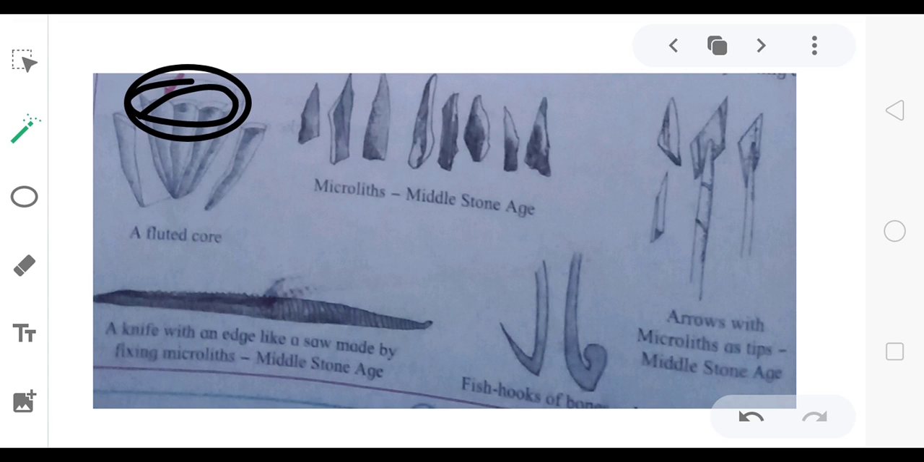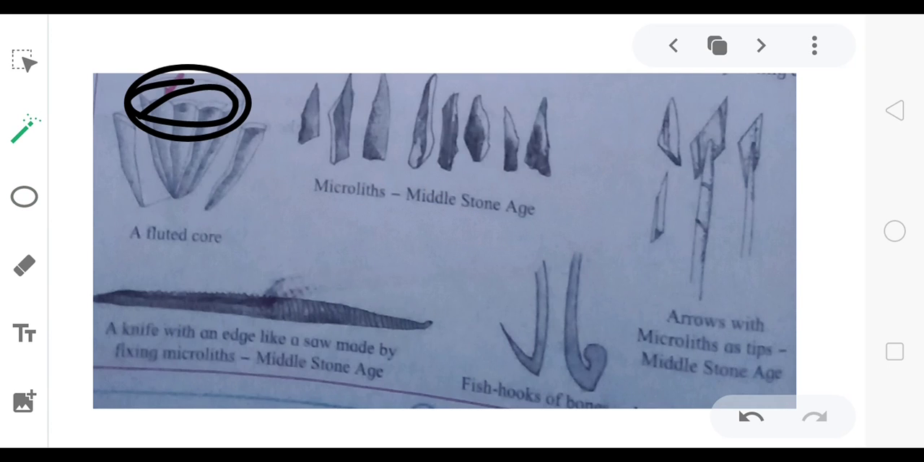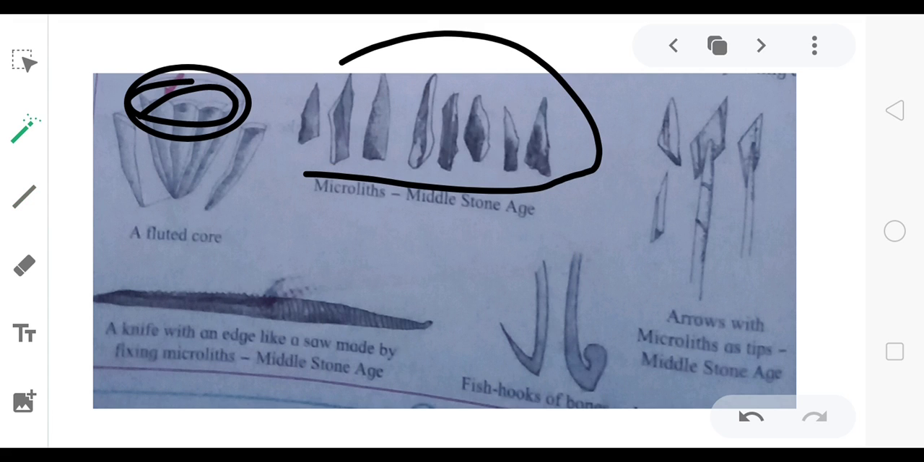After the blades were removed from the stone from the sides, the remaining core had such flutes on all sides. Blades removed with this technique are very minute, the size of a nail or slightly bigger. Hence, they are called microliths. Micro means very small and lithos means stone.